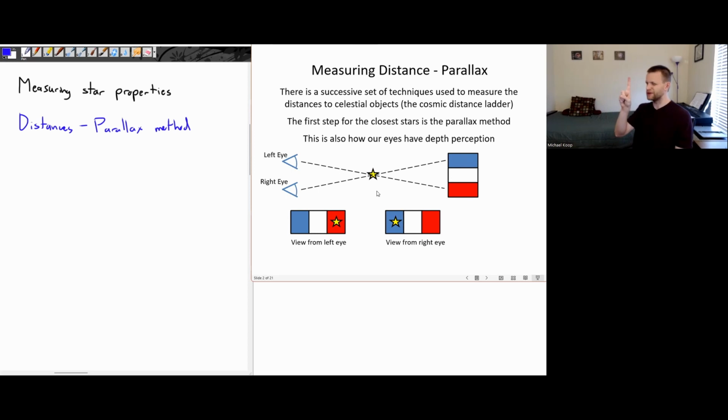So again, try that with your finger up close. And now move your finger further away from you and repeat the experiment. And look at how much your finger appears to shift compared to those background objects. So try it now, and then we'll talk about the results.